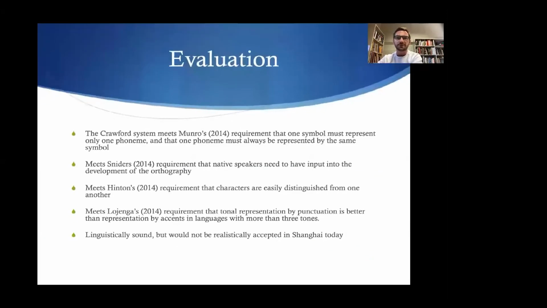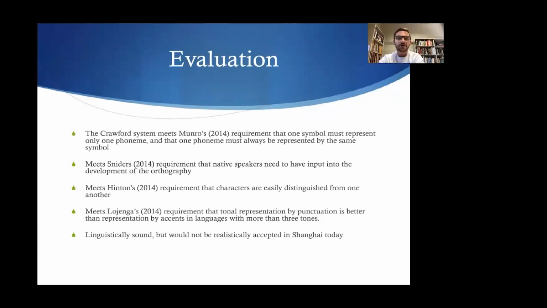So, just a quick evaluation in terms of it being a sound writing system or not. The writing system does meet Monroe's requirement that one symbol must represent only one phoneme and that one phoneme must always be represented by the same symbol. It meets Snyder's requirement that native speakers need to have input into the development of the orthography. And I haven't discussed this, but I did find from the manual that they did work with a local man to develop this over the year that they worked on it.